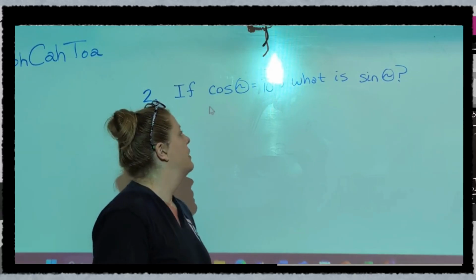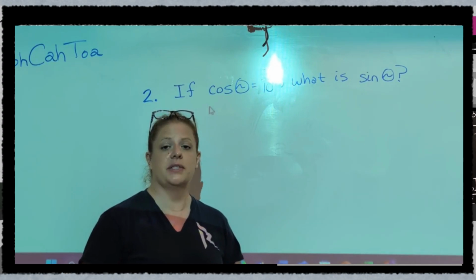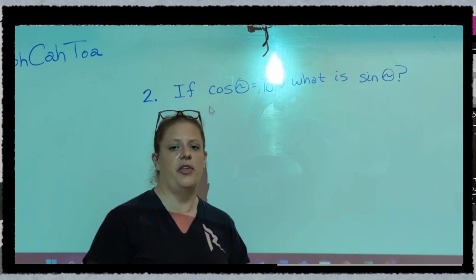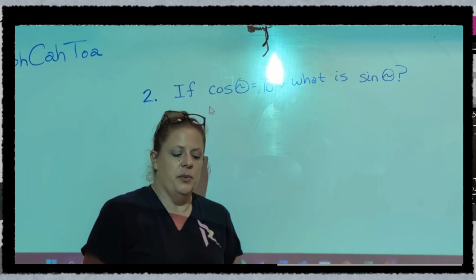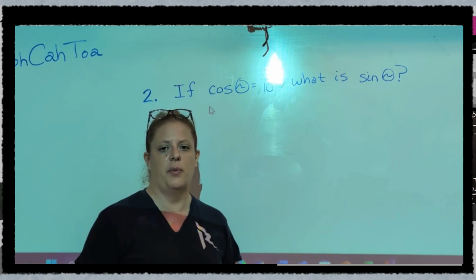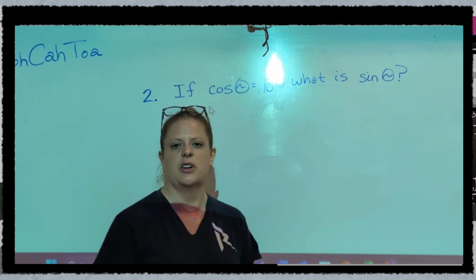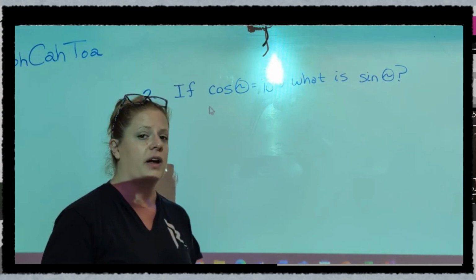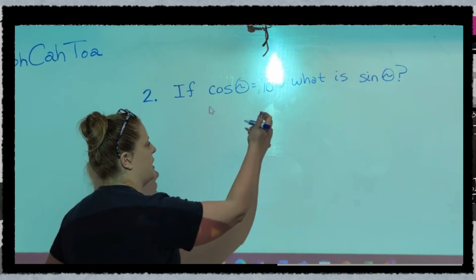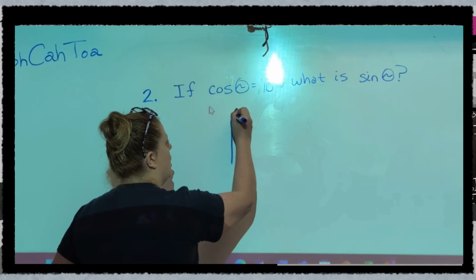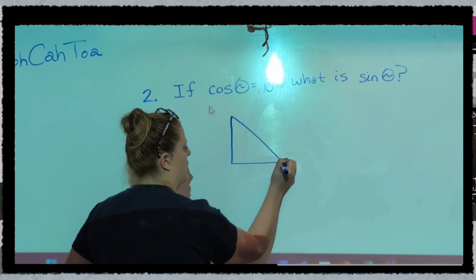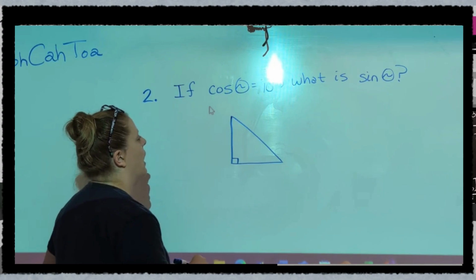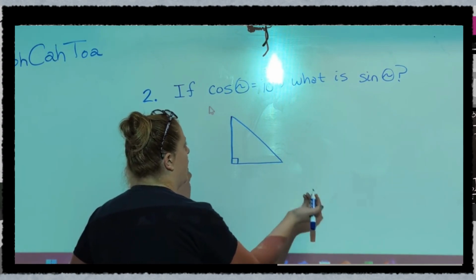Number 2, if cosine theta equals 7/10, what is sine theta? So we're going to discuss this in class as well, but theta is just a symbol. It's a Greek letter. It's used to represent angles when you're doing geometry, trigonometry. So cosine and sine is what we're talking about here. We know we have to have a right triangle. We know that because cosine and sine only deal with right triangles. So just like in number 1, we're just going to draw a generic triangle that has a right angle in it. We know that we have an angle called theta.